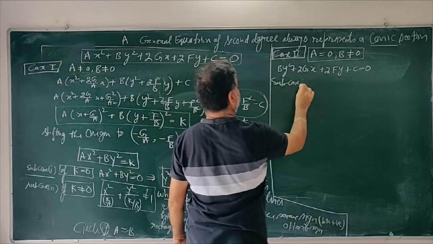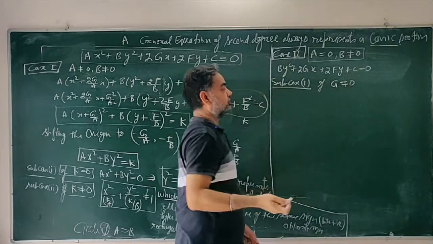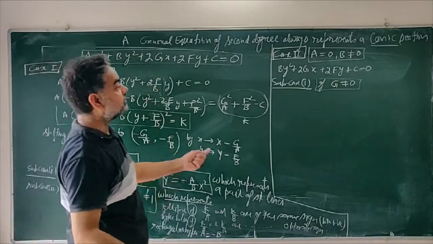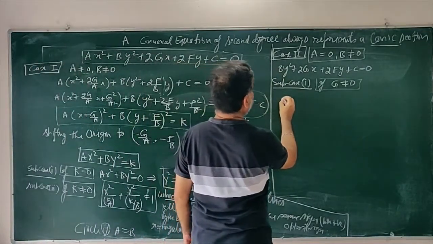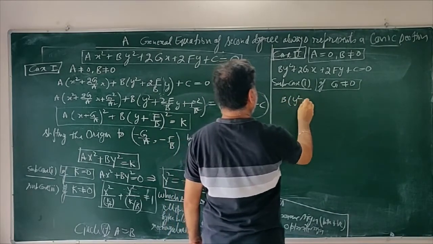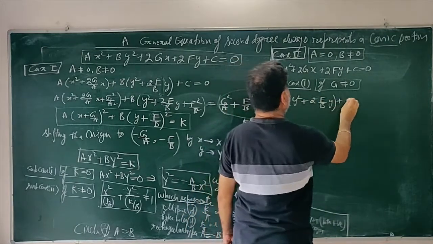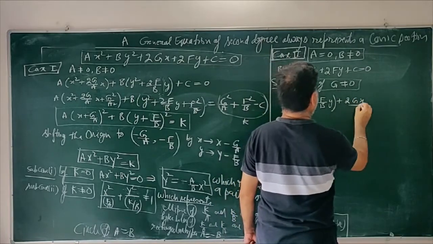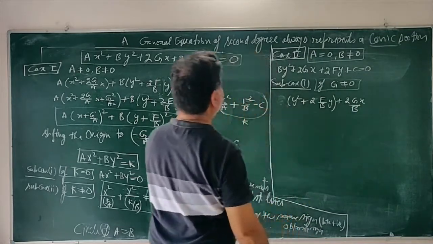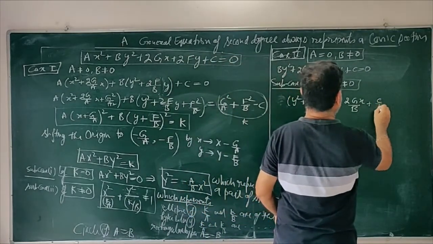We will discuss two sub cases here: if g is not equal to 0 and if g is equal to 0. If g is not equal to 0, then this equation can be written by dividing by b everywhere, so this is y square plus 2f over b y plus 2g over b x plus c over b is equal to 0.